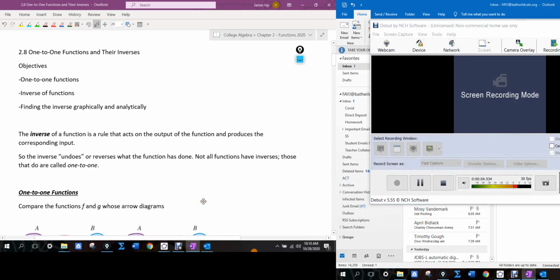So the last section here is one-to-one functions and inverses.